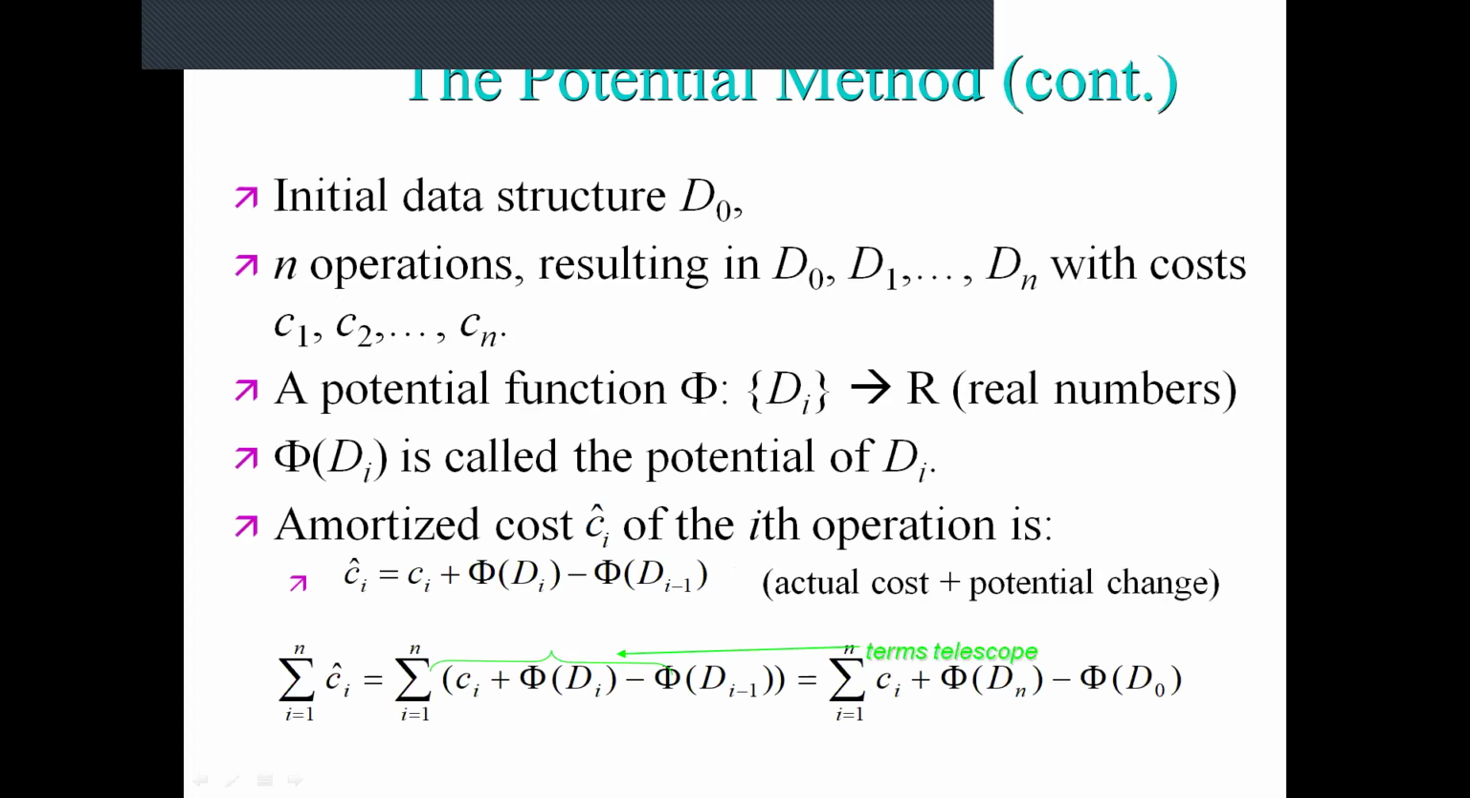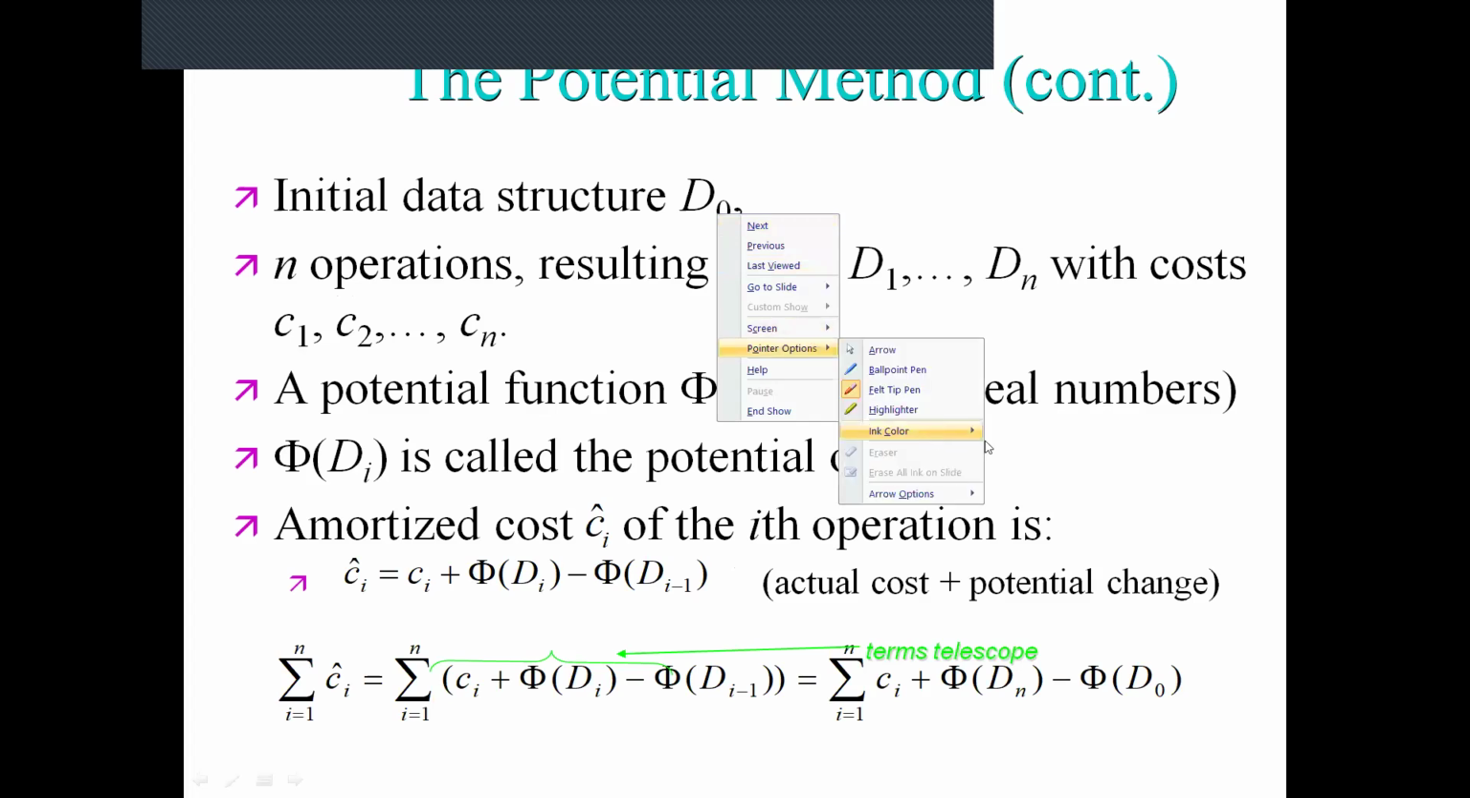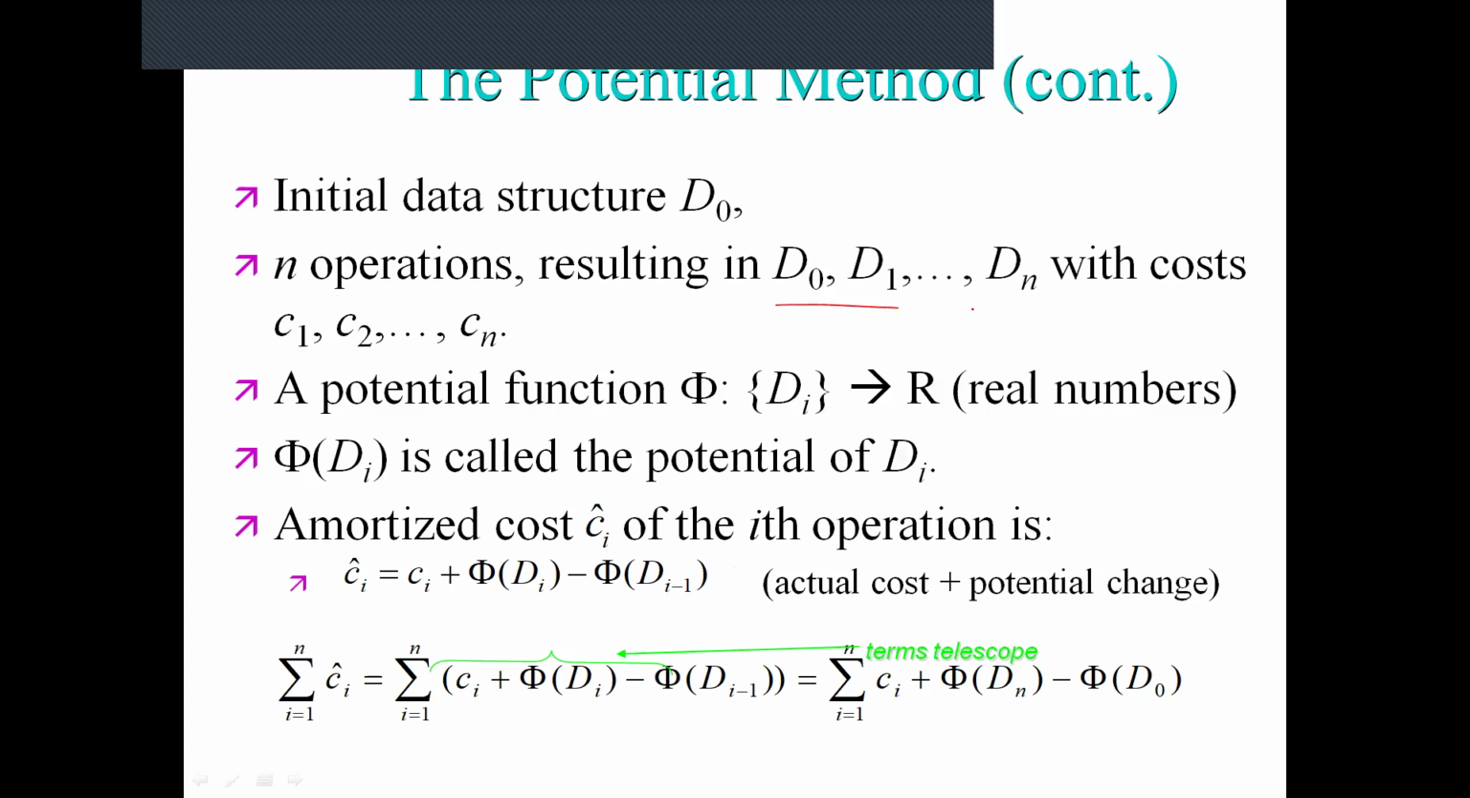Suppose that you have the initial data structure at D0. D0 means it's the first state. Say if you have a stack, the first state of the stack is that it is empty, right? After n operations, it will result in D0, D1, etc., Dn, and each one will have a cost of C1, C2, etc., Cn. These are the states of the data structure after n operations, and this is the cost of each operation.